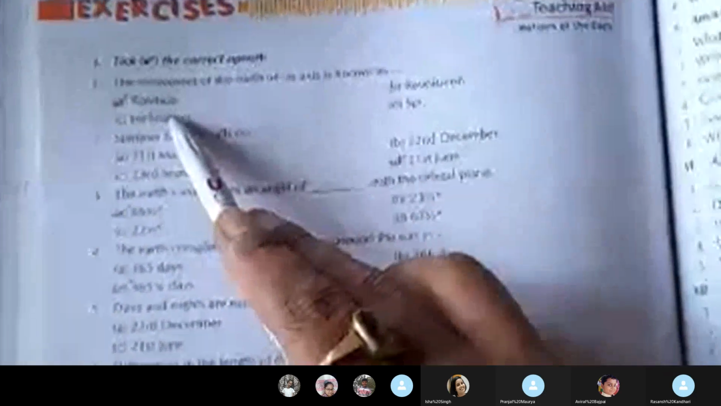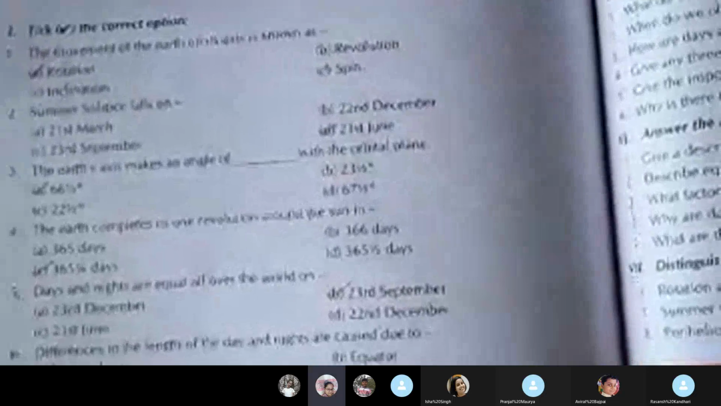Check the correct option. The movement of the Earth on its axis is known as rotation. 1A. Number 2. Summer solstice falls on 21st June. 2D. The Earth's axis makes an angle of dash with the orbital plane. Answer is 66.5 degrees. 3A.